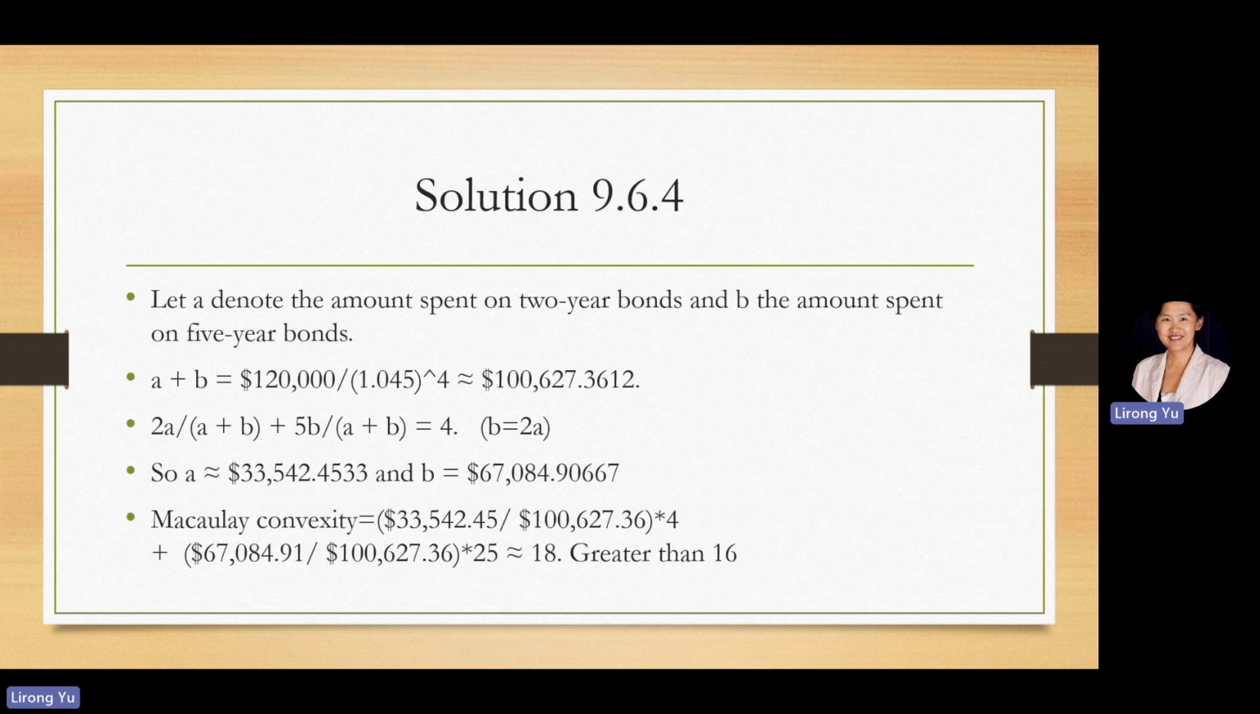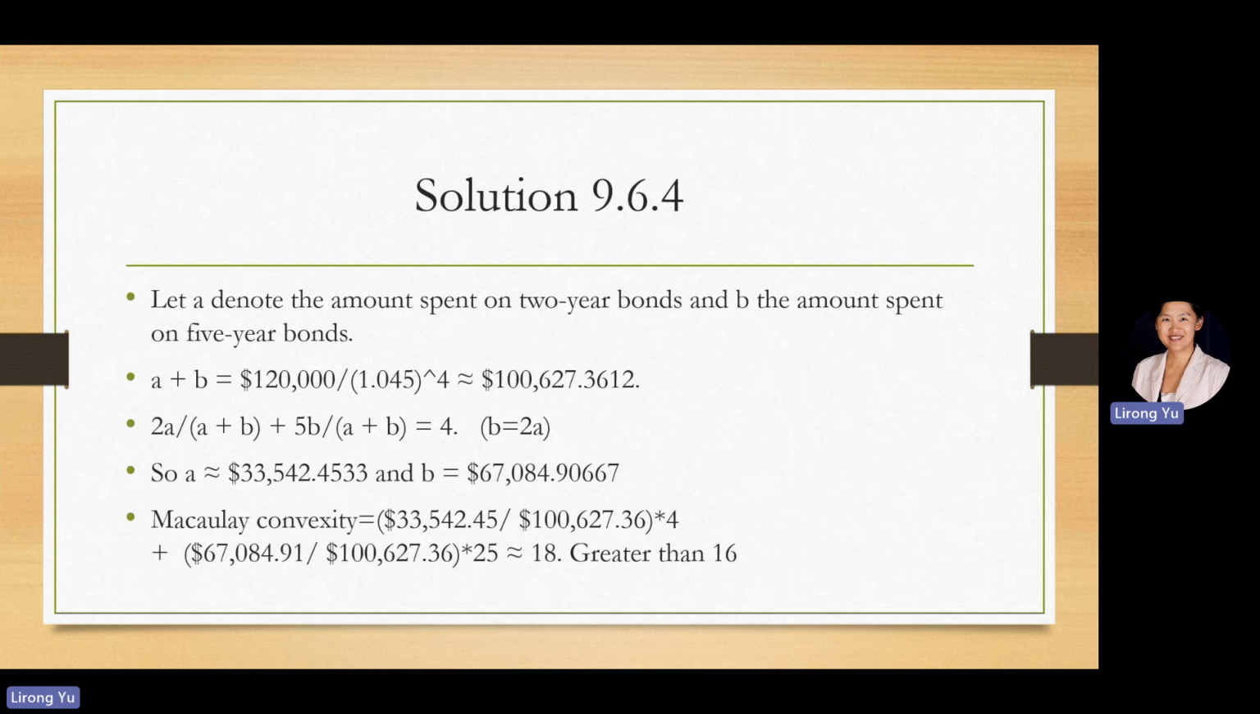And then we're going to match their duration. The 2 year bond and 5 year bond are zero coupon bonds, so their duration is their maturity time. So we're going to find the weighted average of 2 and 5. 2 is for asset A, so A over A plus B is the weight of 2. The weight for B is B over A plus B, and this total is supposed to equal 4. As a result of the second equation, we have B equal to 2A. Bring B equal to 2A to the first equation, and we can solve for A and B.